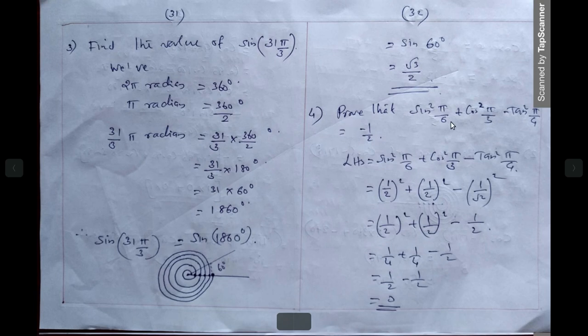Prove that sin square pi by 6 plus cos square pi by 3 minus tan square pi by 4. Here, left hand side is what? Sin square pi by 6 plus cos square pi by 3 minus tan square pi by 4, right. We have sin pi by 6. Pi means 180, by 6 means 30. Sin 30 means 1 by 2. So sin square 30 is 1 by 2 whole square, plus. Similarly, this is 180 by 3, that is 60. Cos 60 is equal to 1 by 2. Therefore, cos square 60 is 1 by 2 whole square.